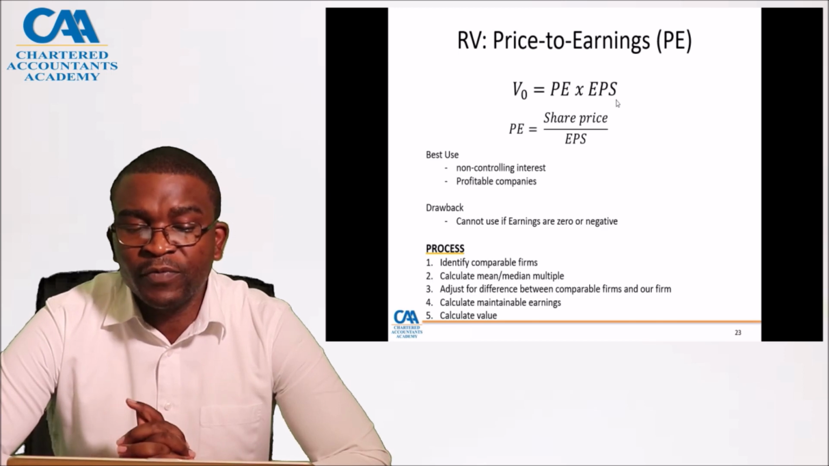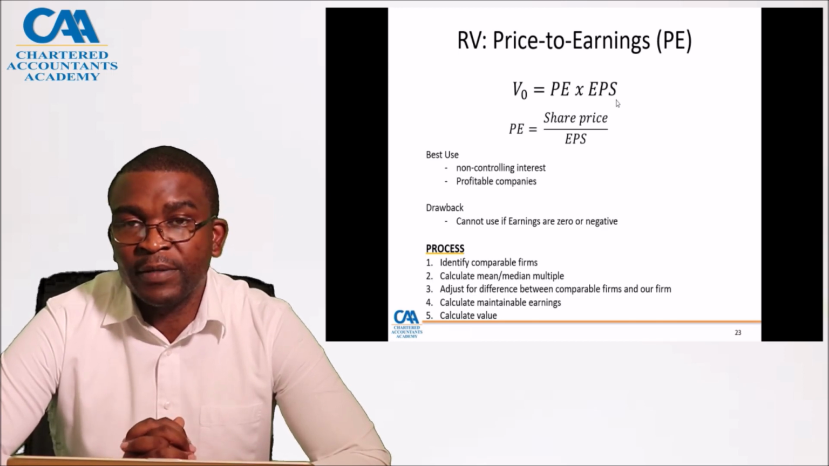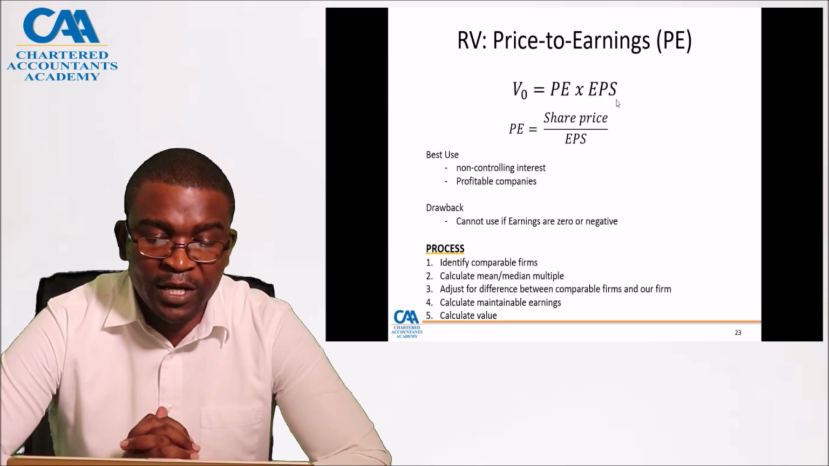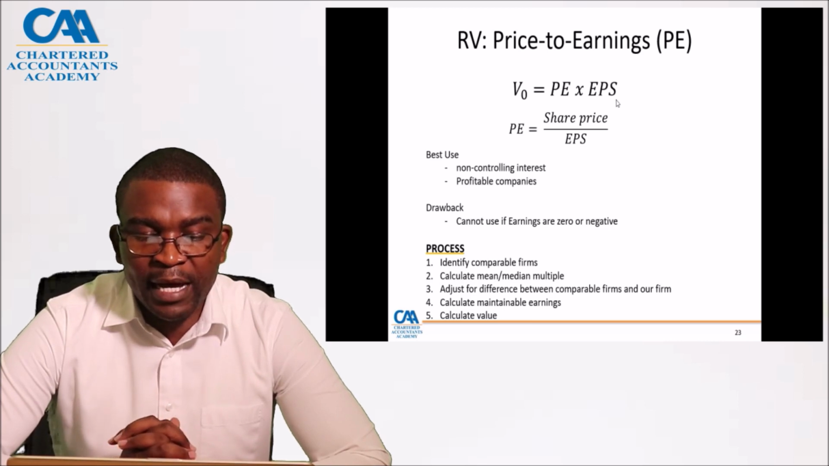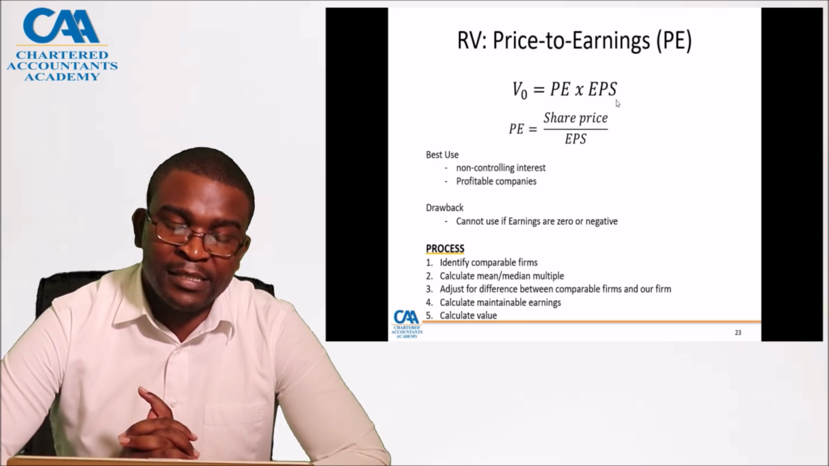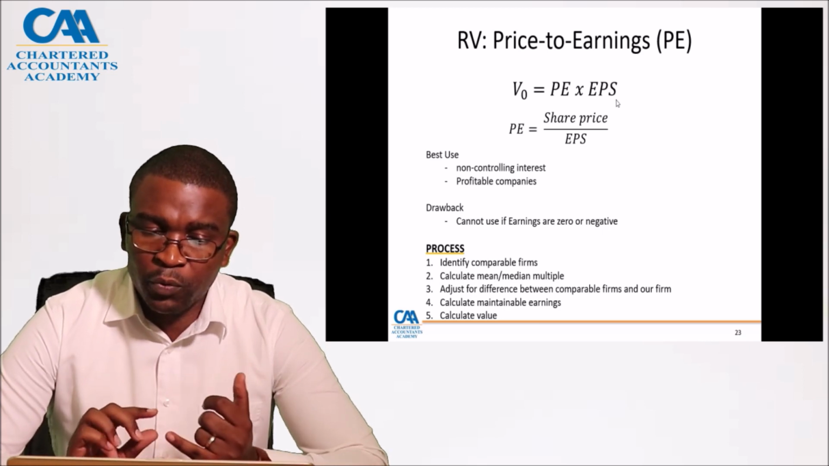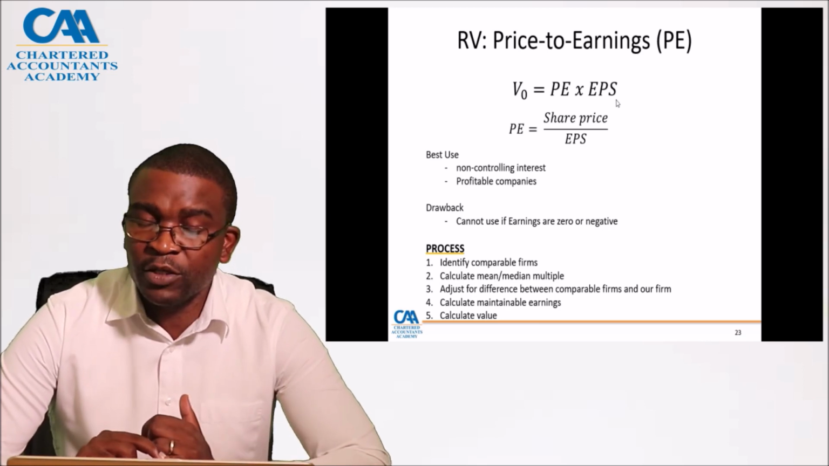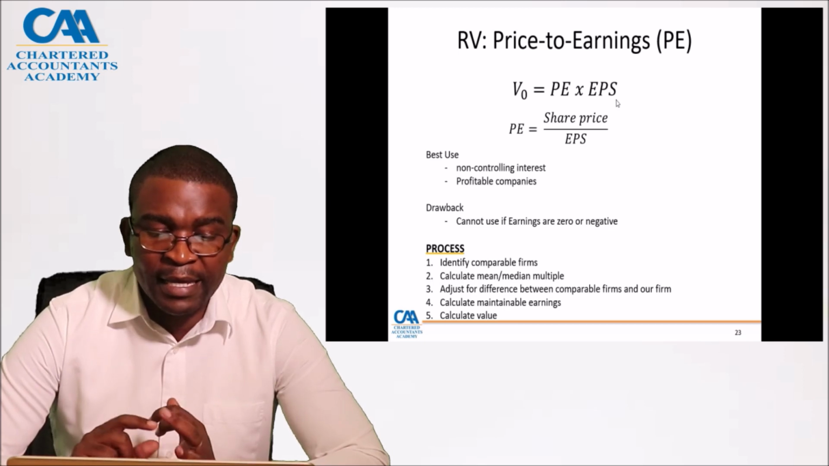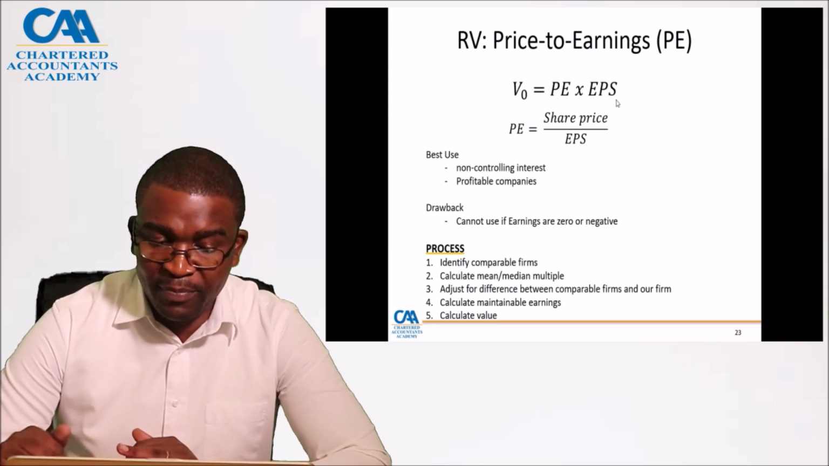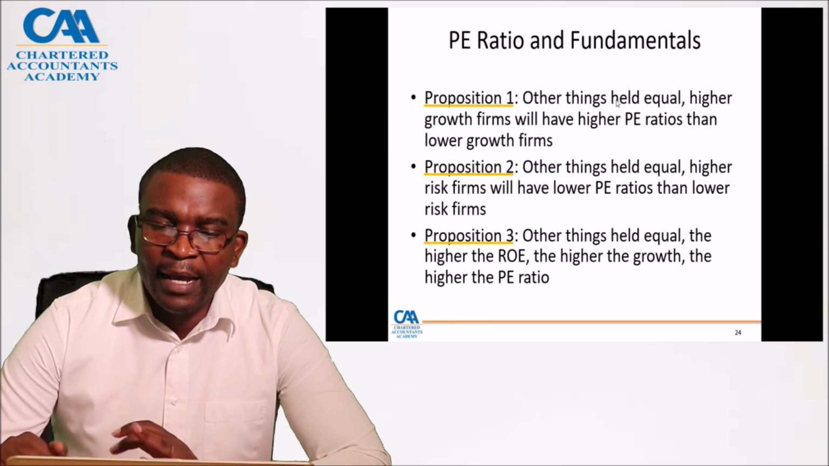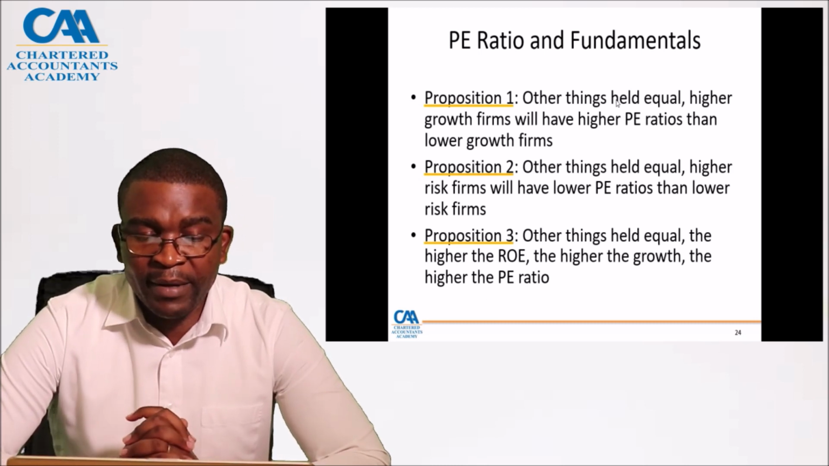So this is best to use for non-controlling interest and obviously for profitable companies because you're using earnings per share. And the drawback is that you cannot use it if your earnings are 0 or they are negative. Key things to note here. The value drivers are the estimation of your price earnings as well as the calculation of your earnings per share. Now, just PE ratio and other fundamentals.